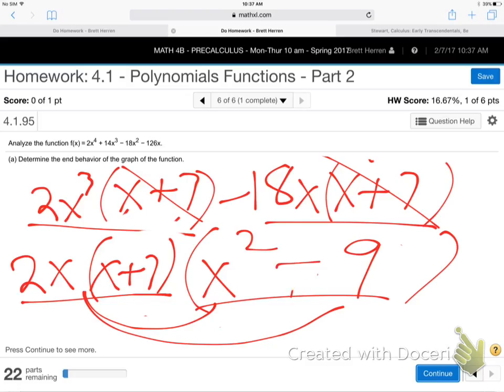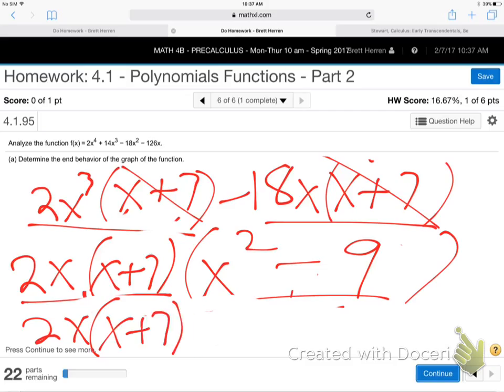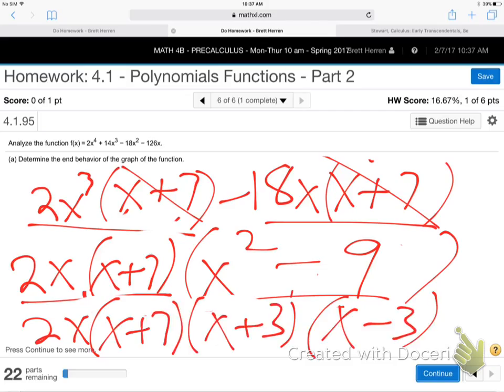So, yeah, we can do that. So 2x, x plus 7, and x plus 3, x minus 3. So there's the factoring of that whole thing. Is that good? We'll use that for all the questions that will help us with the zeros and with the multiplicity.